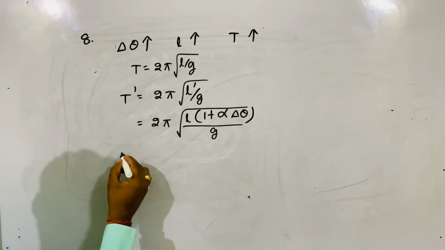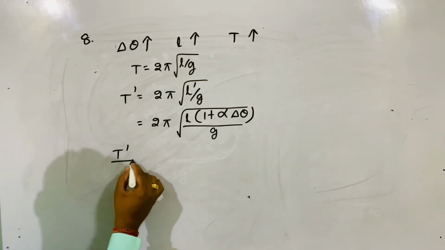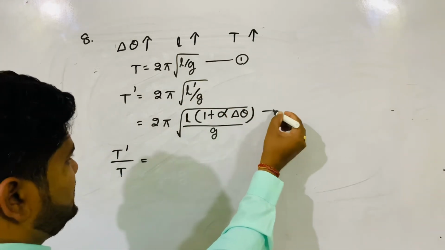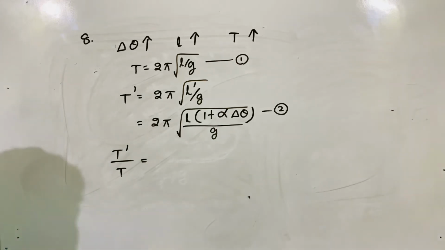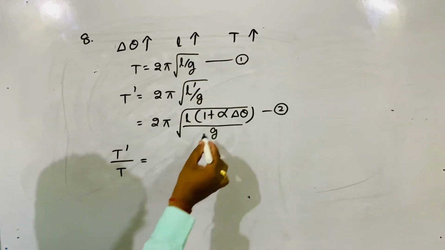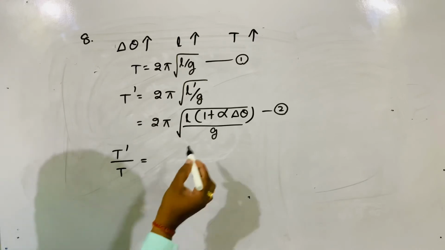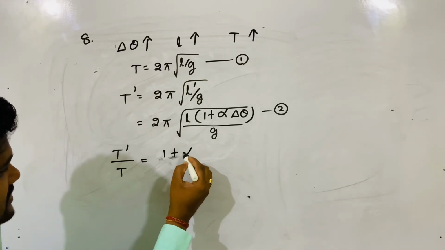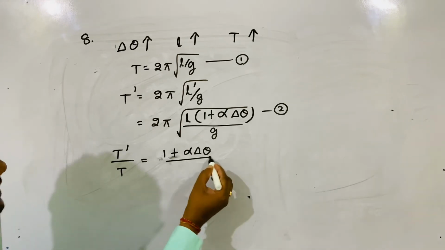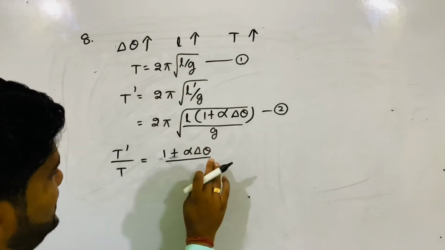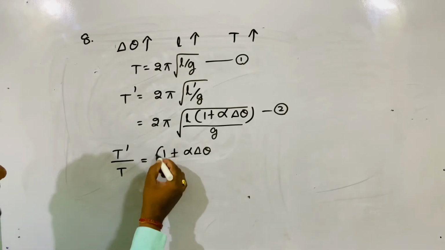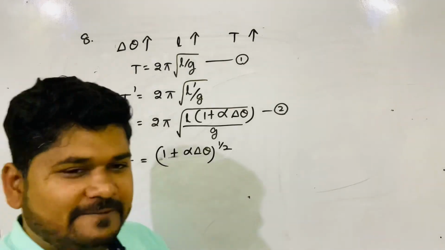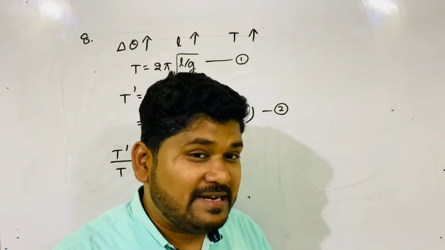Now do T dash by T. Just divide these two equations, equation 1 and equation 2. What will you get? 2π cancels, g cancels, L cancels. Then it is coming 1 plus alpha delta theta, divided by nothing. 1 plus alpha delta theta, to the half power. Half power, how will you find?